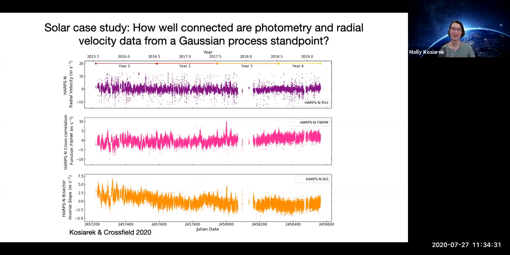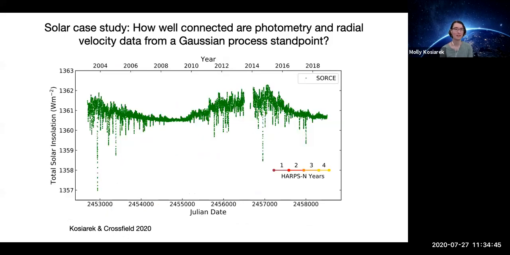Just like we talked about before, I'm splitting this data into year-long segments and then fitting each with a Gaussian process. So I've labeled the 4 years at the very top. Those are the 4 segments that I'm splitting the data into. SORCE is the solar mission that I'm going to be talking about for photometry here. It's been collecting data since 2004, and 4 of the years overlap exactly with the HARPS-North data. So these 4 years are shown at the bottom here. And this allows us to directly compare the outputs of photometry and radial velocity data taken completely simultaneously, to see how stellar activity is measured in both of these data sets.